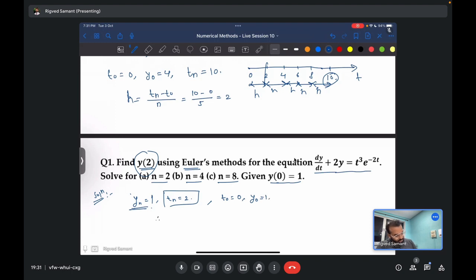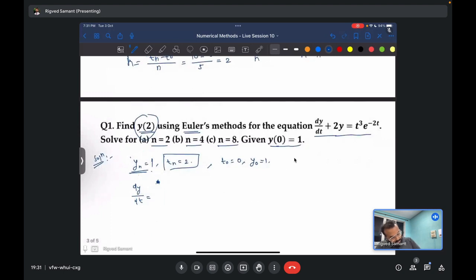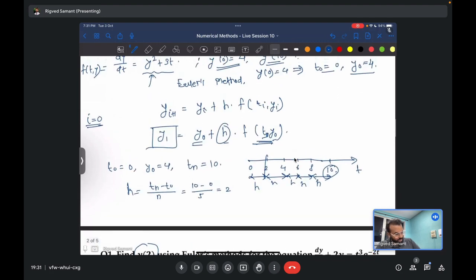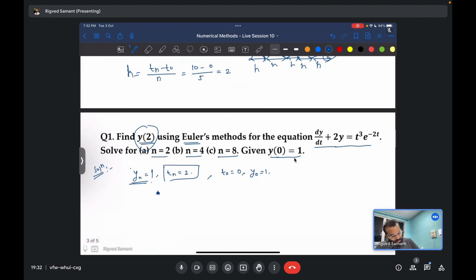So therefore, dy by dt is equal to... is this the correct form? For Euler's formula, you want f of t comma y, right? So f of t comma y can only be dy by dt. So you want to rearrange the equation in terms of dy by dt. So f of t comma y is equal to dy by dt is equal to t cube into e raised to minus 2t minus 2y.